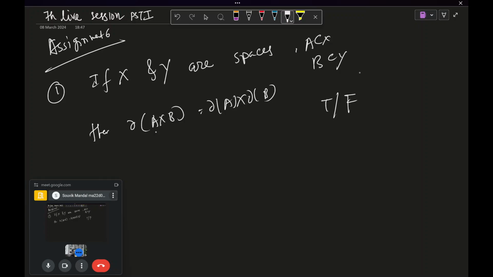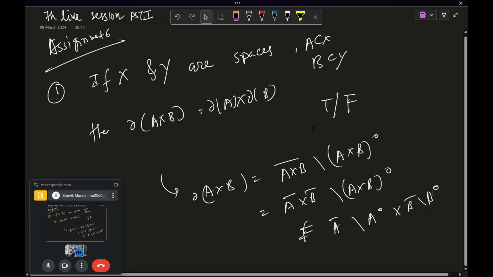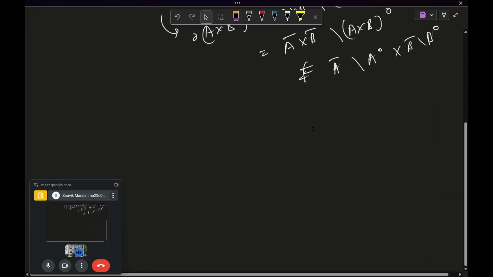So the technique is the following. We have A cross B, and its boundary is by definition the closure of A cross B minus the interior of A cross B. Closure means the closure of A cross the closure of B, minus the interior of A cross B. Of course this cannot be written as the closure of A minus the interior of A, cross the closure of B minus the interior of B. So that's why it is not possible. Generally, common sense says that this is not equal in many cases. This is one possible way that we can check whether the given statement is true or false.